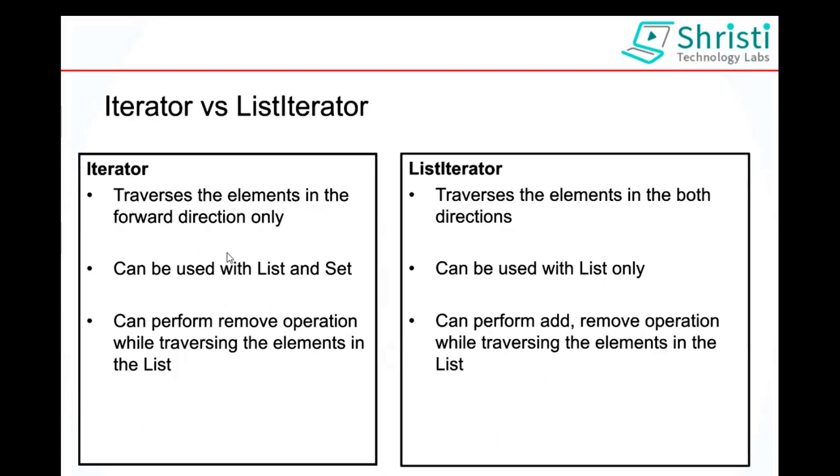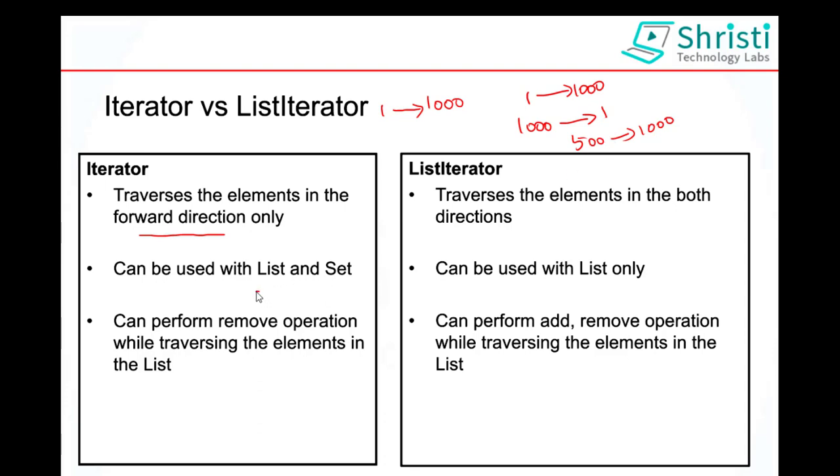What is the difference between iterator and list iterator? Iterator traverses the element only in forward direction. List iterator traverses the elements in both the directions. That is, if I am having a list of 1000 elements, in case of iterator, I have to start from the first element and move to the 1000th element. In case of list iterator, I can start from first and move to 1000, or I can start from the 1000th element and move to the first element, that is backward, or I can start from the 500th element and move to the 1000th element. So, whenever you want to do a dynamic search starting from a particular index, you can use list iterator.